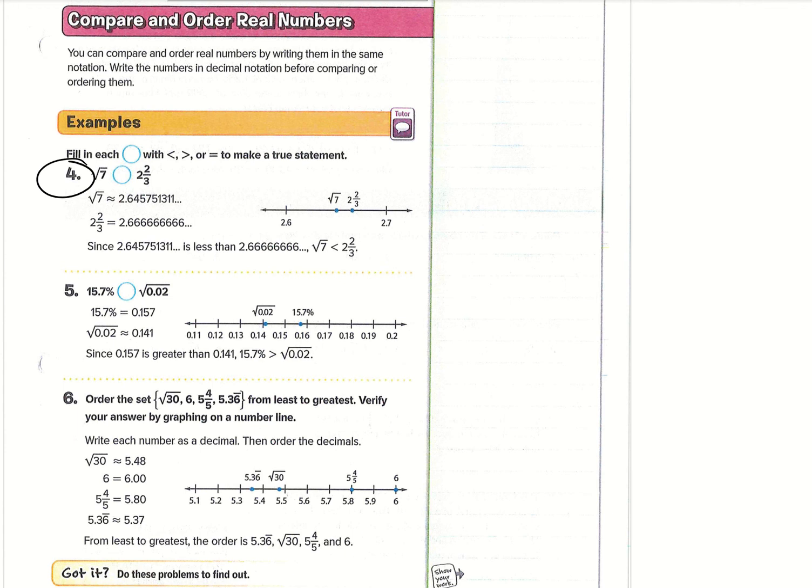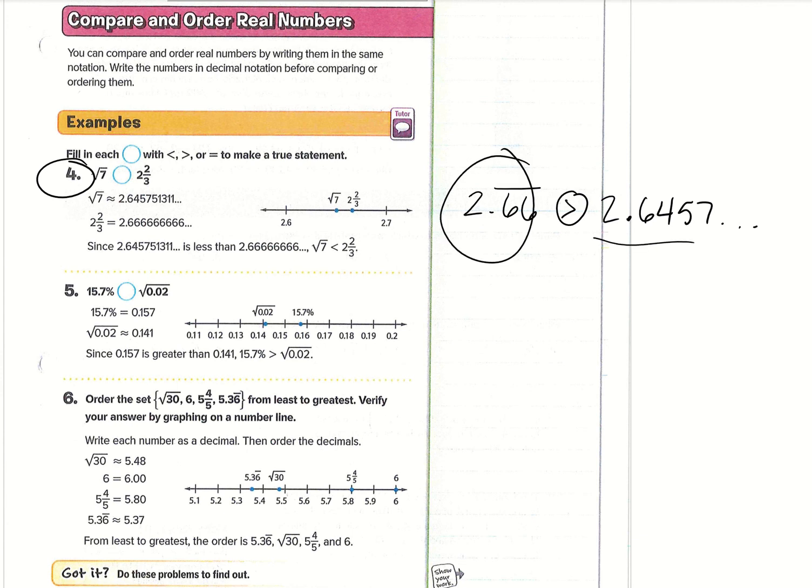At that point, you just compare which one is greater. You've got 2.66 repeated, and you have square root of 7, which is 2.6457. I know that 2.66 is greater than 2.64, so that's as far as I need to look to know that this number is greater than this number. Remember, greater than is this symbol. What I like to remember is that whichever side has the 2 point is greater than the side that has the 1 point. Just a little refresher for you.